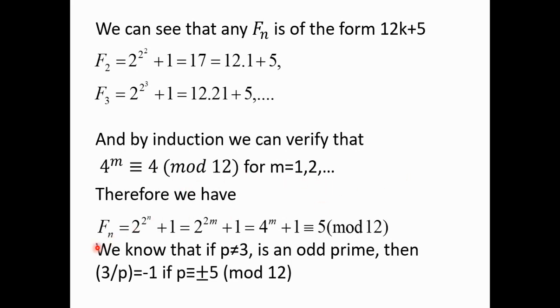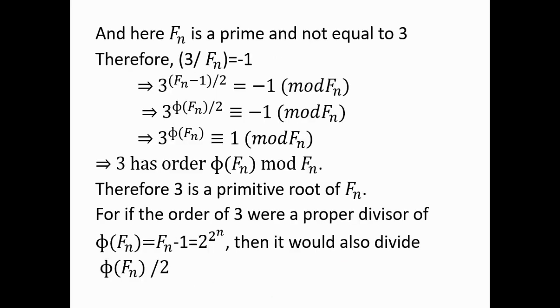So therefore Fn is equal to 2 to the power 2 to the power n plus 1, equal to 2 to the power 2m plus 1, and this 2 to the power 2m will be 4 to the power m plus 1, and because 4 to the power m is congruent to 4 modulo 12, this will be congruent to 4 plus 1, that is 5 modulo 12. Now we know that if p is an odd prime not equal to 3, then the Legendre symbol 3 upon p is minus 1 if and only if p is plus or minus 5 modulo 12.